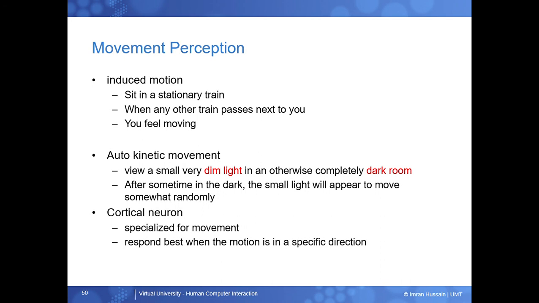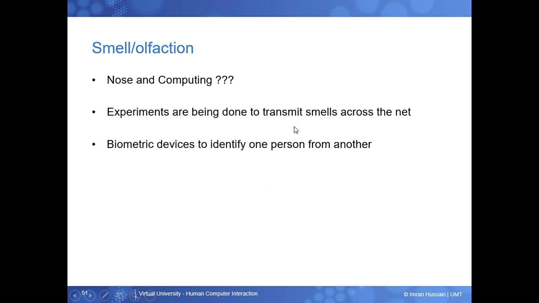You feel moving. Ayan. So autokinetic movements, so view a small, very dim light in an otherwise completely dark room. After some time in the dark, a small light will appear to move. Nakakatakot to ah. Joke lang. So cortical neurons specialize for movement and it responds best when the motion is in a specific direction.